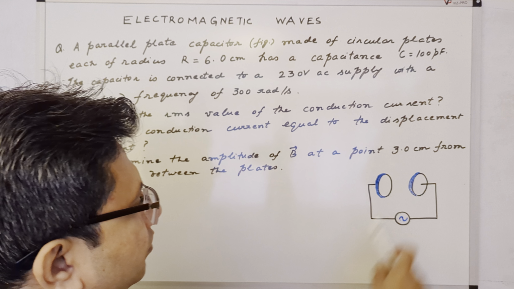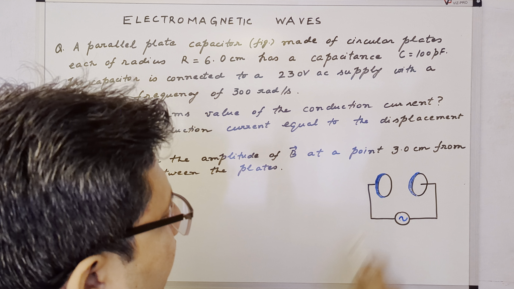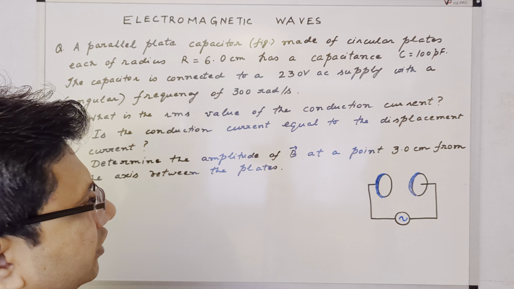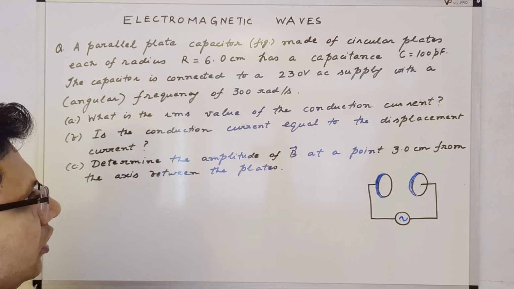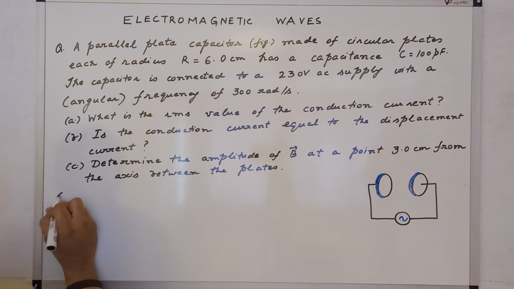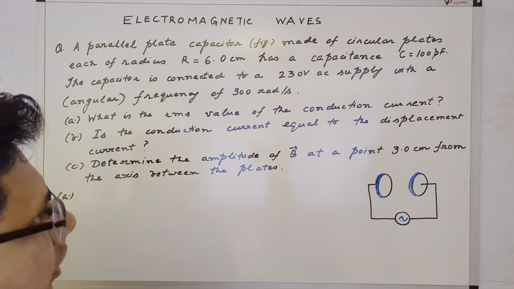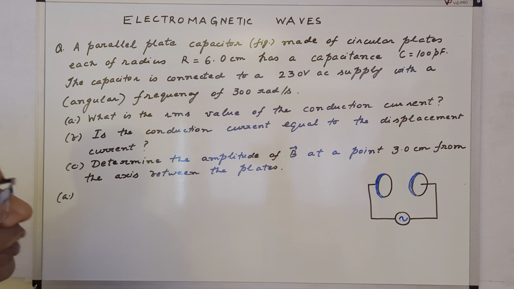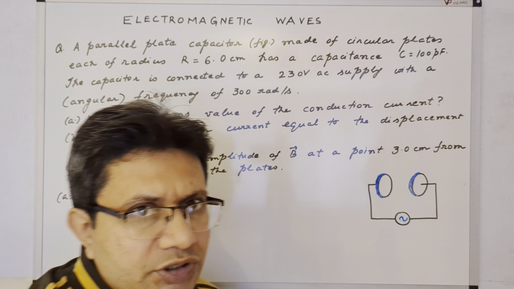So the problem is based on this particular capacitor energized by an AC source. Now let us solve this problem. So for part A, what is the RMS value of conduction current? In this, we have to find out the RMS value of the conduction current.